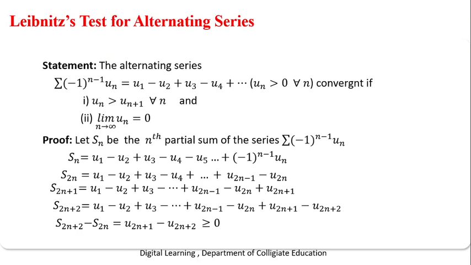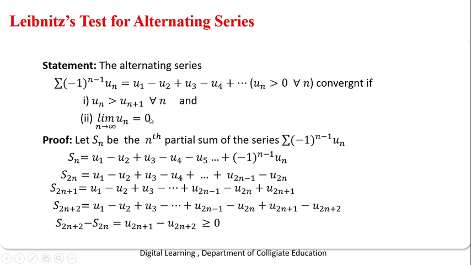Leibniz test. This test is applied to find the nature of alternating series only. Statement: the alternating series u1 minus u2 plus u3 minus u4 plus so on is convergent if un is greater than un plus 1 for all n, and limit n tends to infinity un is equal to 0.